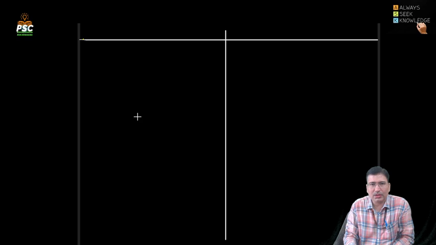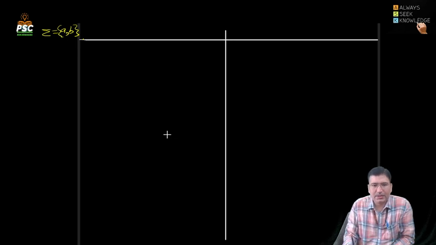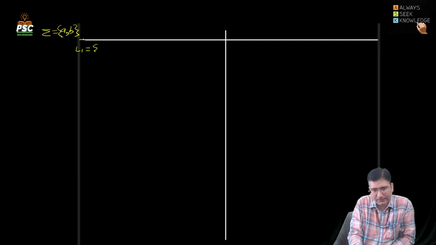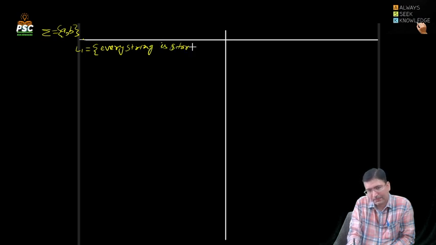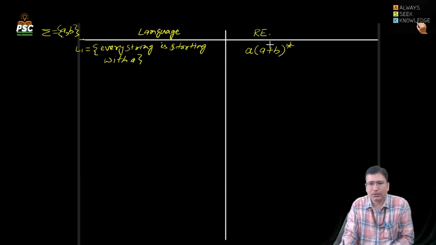So if I'm saying there is a language in which every string is starting with small a, where the set of alphabet is, let's say, a comma b. So if a language is there in which every string is starting with a, and I want to write the regular expression, here I am writing the language, right? So this language is this, and the regular expression I can write as a, and after a there can be (a or b) asterisk, right? So either a or b, any combination can come after that, but the first character is fixed.